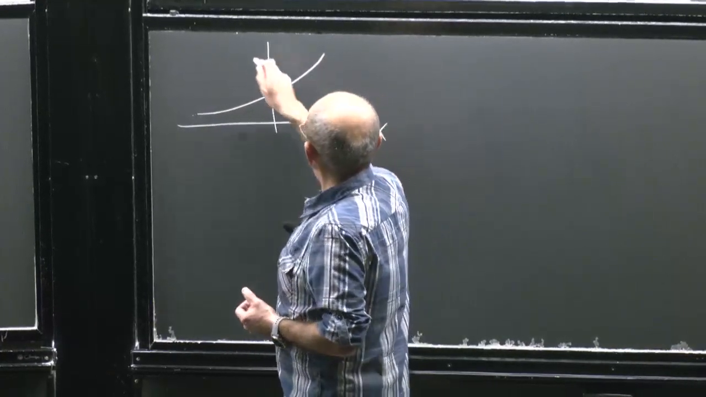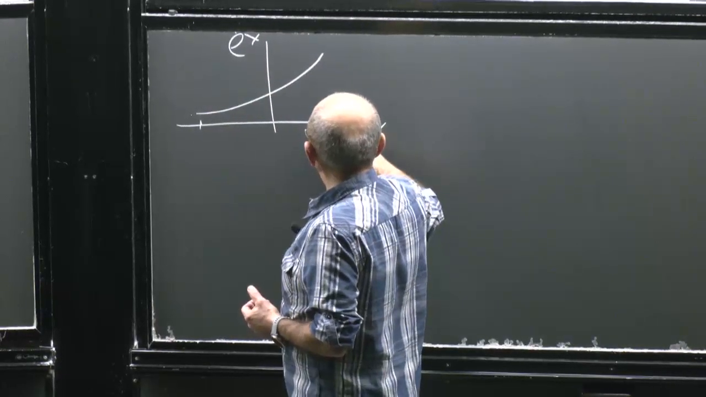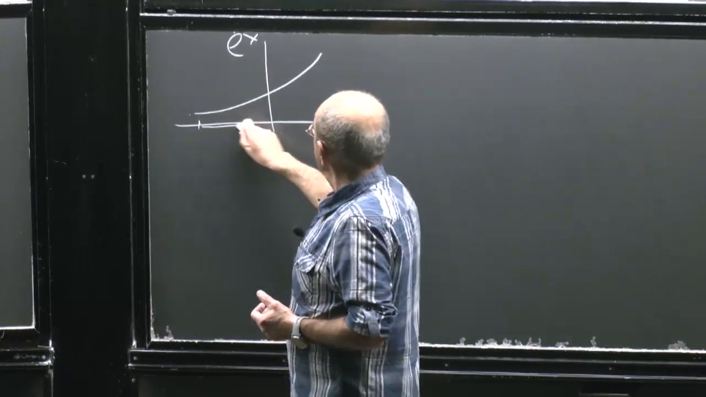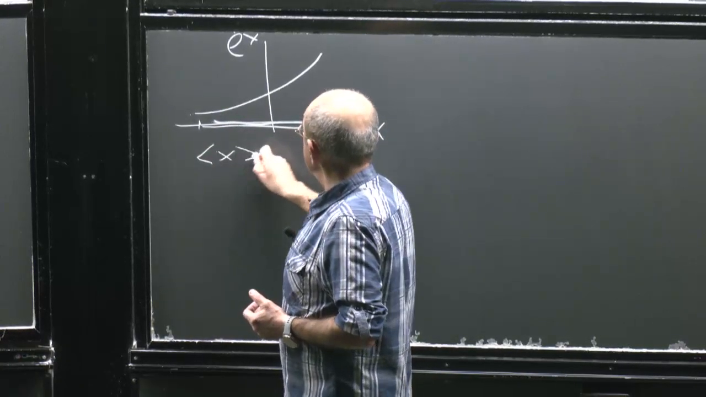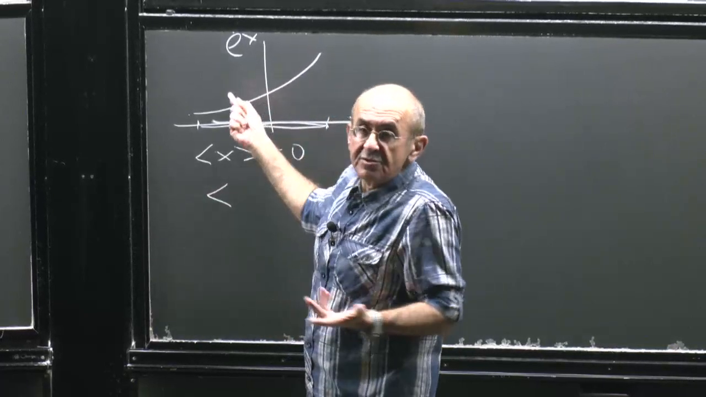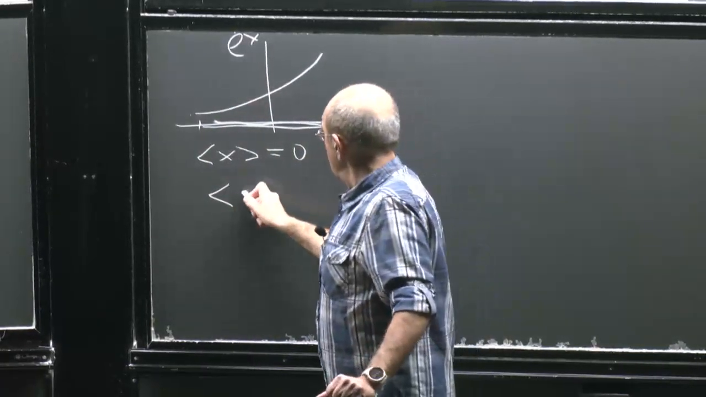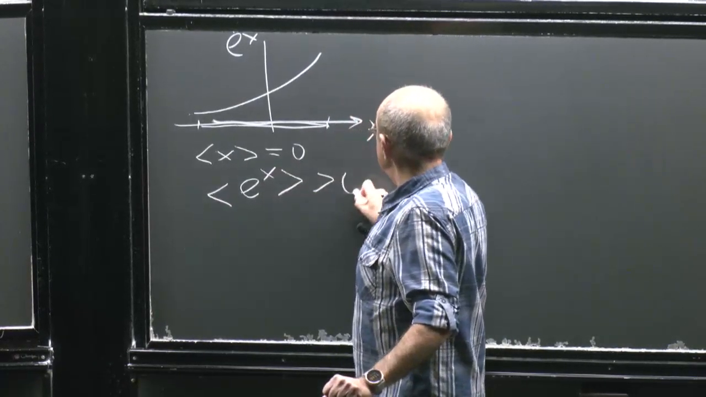So if we have x, and this is the exponent of x, and on average x, let's say with equal probability, changes in some interval, so that the mean value of x is equal to 0, it's straightforward, just visible from the convexity of this exponent, that the mean of the exponent is larger than 1.